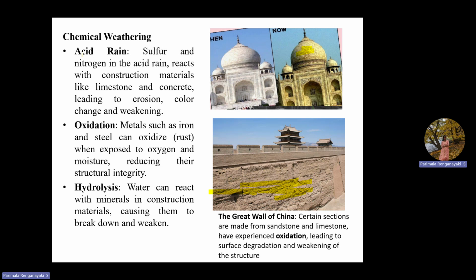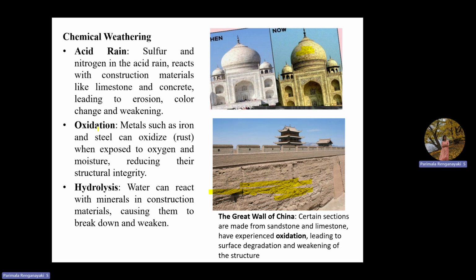Now, acid rain. It's a kind of chemical reaction which is happening on the Taj Mahal. This is an example. Sulfur and nitrogen in the acid rain react with construction material like limestone and concrete, leading to erosion, color change, and weakening. Here, some color change as an example we are showing. Then, oxidation.